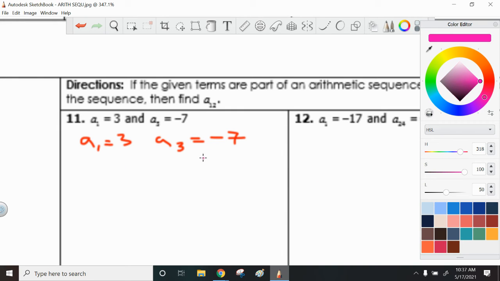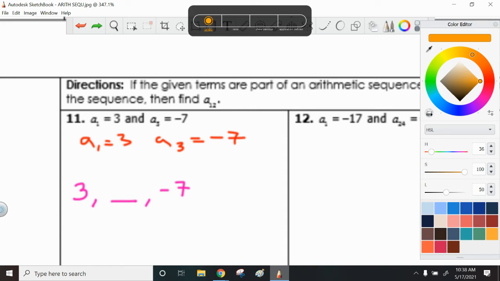So if this is the case, we know that it goes 3, that's our first term, comma, blank, that's our second term, comma, and then our third term is negative 7. We need to figure out what our difference is so that we can count all the way to 12. But we have a little bit of an annoyance that there's a missing term here, and so we don't know what it would be.